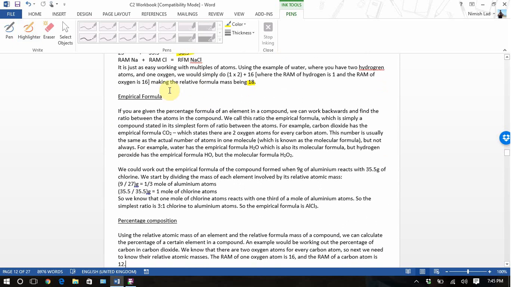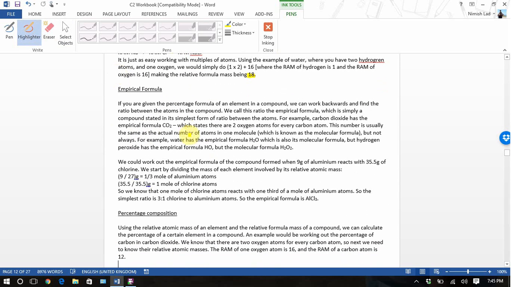Empirical formula is a bit trickier. If you're given the percentage of each element in a compound, we can work backwards to find the ratio between the atoms in the compound. We call this ratio the empirical formula. It's the simplest form of ratio between atoms.